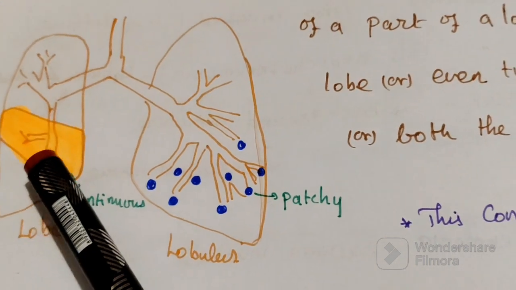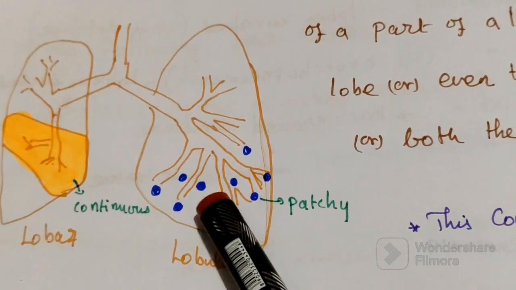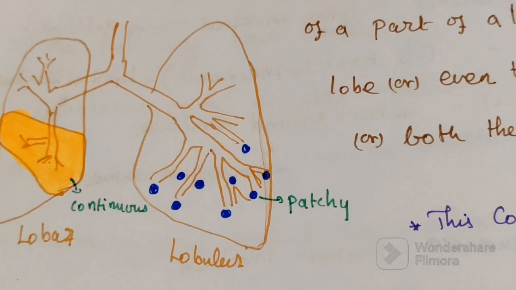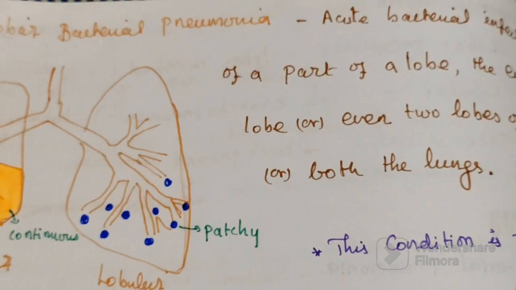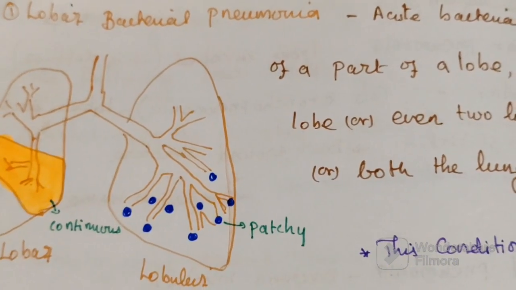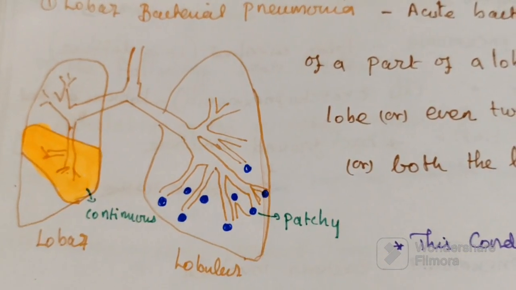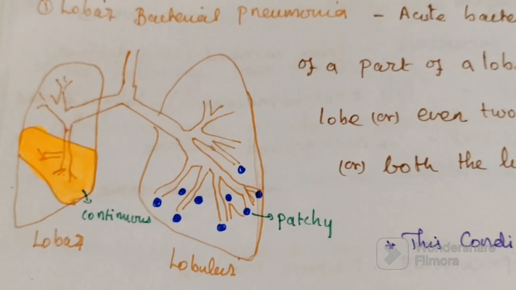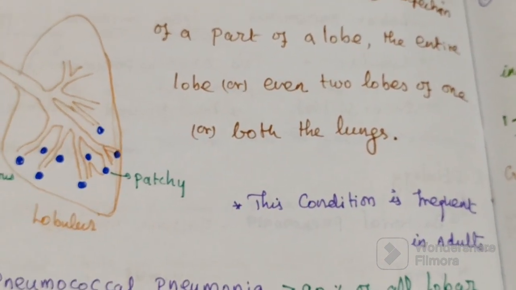So this one is the lobar. This one is patchy. This one is continuous. This one is patchy. Lobar pneumonia is an acute bacterial infection of a part of a lobe or an entire lobe, even 2 lobes of one or both lungs. The condition is frequent in adults.